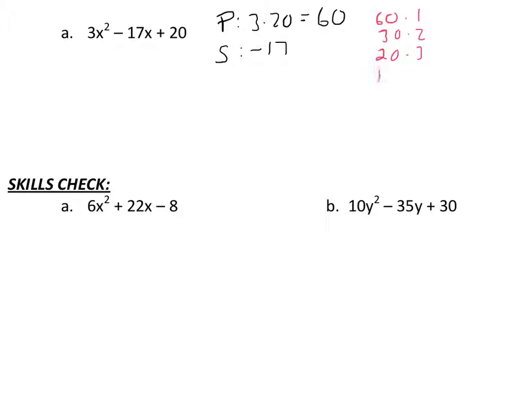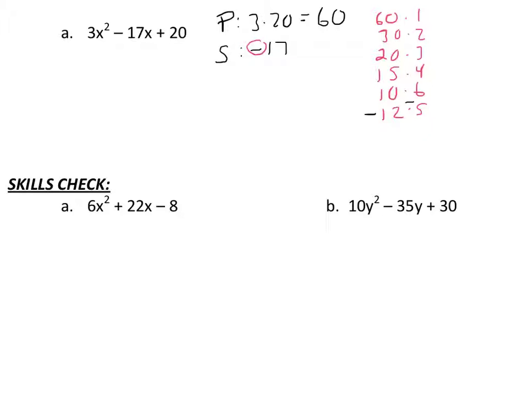So that doesn't work. 15 times 4, 10 times 6, and then 12 and 5. Now 12 and 5 add up to 17, but you have to have a negative 17. So we're going to make both of them negative. Again, multiplied together you still get positive 60, but we need a negative 17 in the equation, so that's what we'll do.